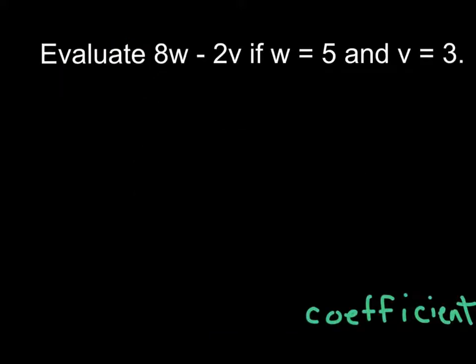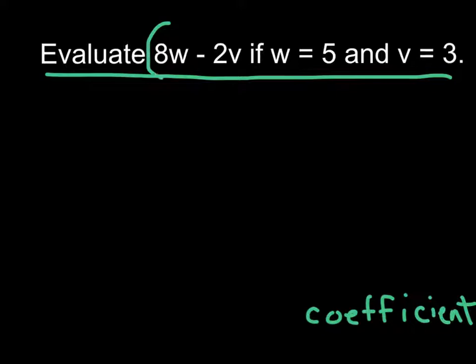In this algebraic problem, we can see that we are going to evaluate 8w minus 2v if w equals 5 and v equals 3. And algebra is kind of like a puzzle in that you have to fit pieces in where they belong. So first off, let's take a look at this 8w and what this means. 8w means we have a variable here, and that's w. It's going to be some number, and they're telling us what that number is. It's 5. So we have 8, and in math terms, if there's no sign in between the number and the variable, that means we're going to multiply.